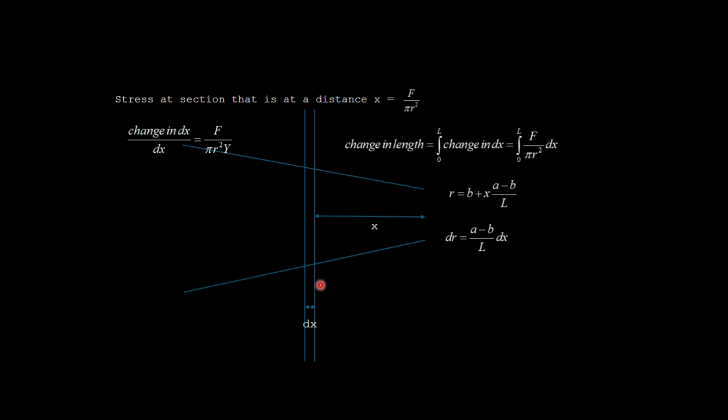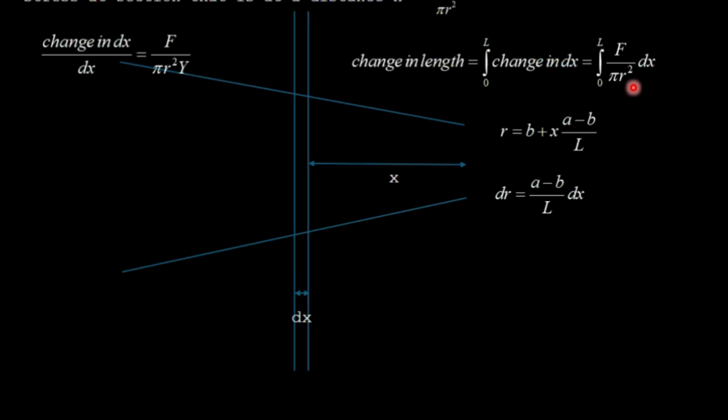So dr is (a − b)/L dx. Okay, we are going to replace this dx in the integral here. I'm going to replace this dx by this expression, so it will be equal to dr upon this, and since it is now in terms of r, we have to put limits of r, and the radius is changing from b to a here.